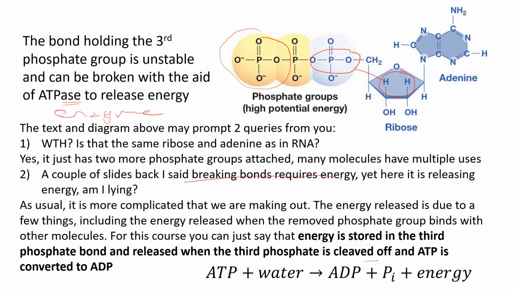Cleaved means cut. And ATP is converted to ADP. So again, biology is more complicated than we let on a lot of the time. To get through the Year 12 course, you need to know a little bit of depth, but not a great deal of depth. So just knowing that ATP carries energy, and if you break off that last phosphate, you will get energy being released. You need to remember ATP plus water goes to ADP plus inorganic phosphate, that's the I, plus energy. That's the ATP-ADP cycle.